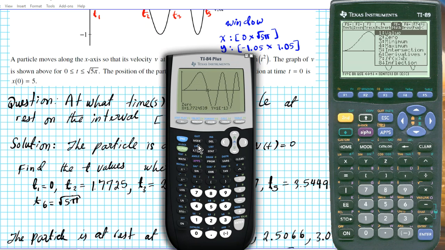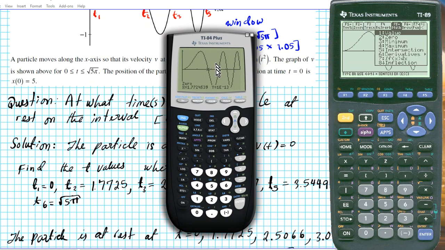Alright, so just basically repeat the same procedure over and over again in order to determine the other 1, 2, 3 zeros of the function. Alright, so that's basically how you find the x-intercepts or zeros using the TI89 and TI84 calculators.